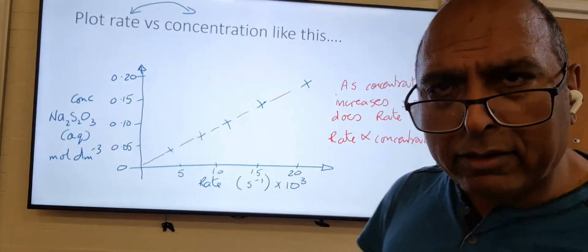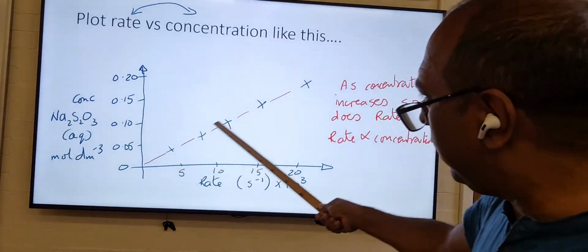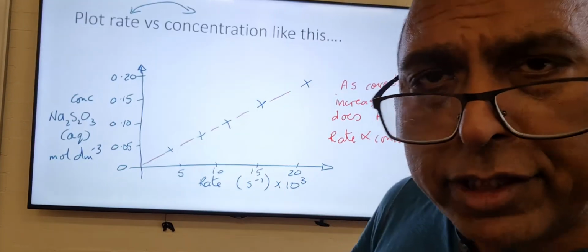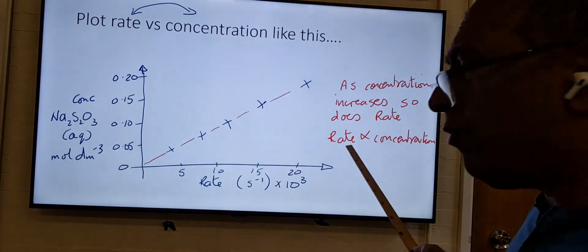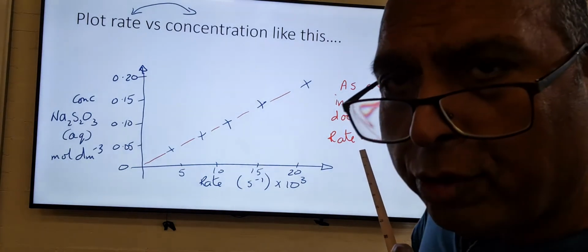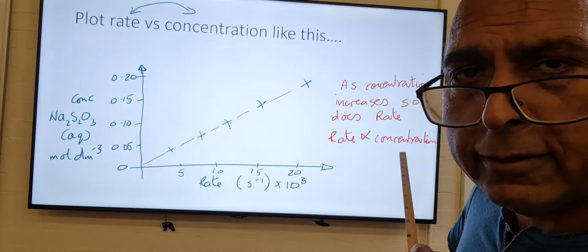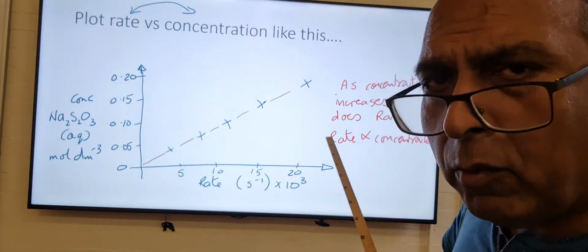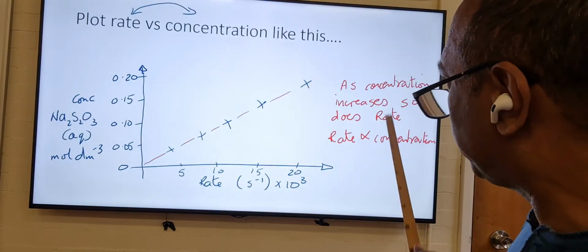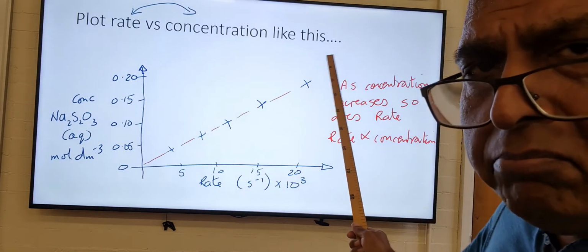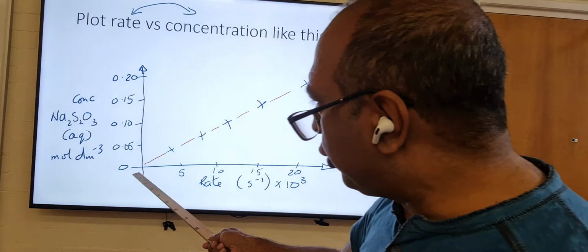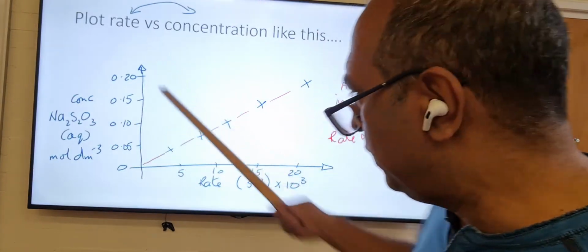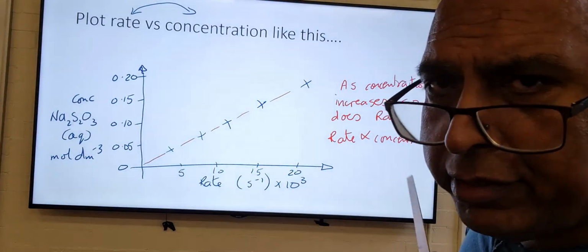But the important thing about it is it shows you a straight line through the origin. A straight line through the origin means that the rate is directly proportional to the concentration. Directly proportional means if you double one, the other one will double, etc. On a less sophisticated level, you could say as the concentration increases, then the rate of reaction increases.